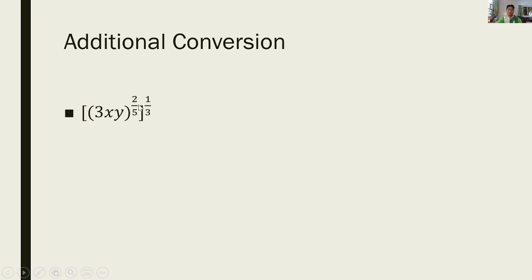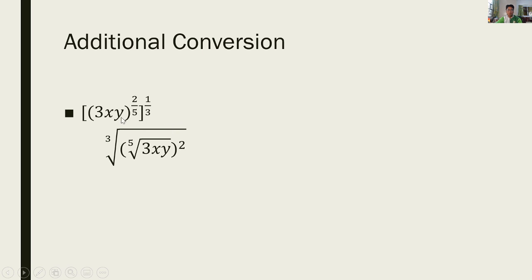Tapos, saka nyo ilalagay yung nasa labas. Pakita natin. Eto. Focus kayo. Ito yung base kasi naka-parenthesis. 3xy sa loob ng radical sign. Ito yung index, 5. And then, ito yung exponent, 2. Wala na kayong pakialam dito sa nasa loob. Focus kayo nung sa nasa labas na. 1/3. Ito yung index, 3. Sir, lalagyan pa namin ng parenthesis at 1? Hindi na. Kasi 1 lang naman siya. Okay? So, ito po yung conversion niya.